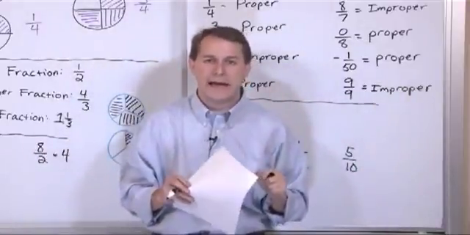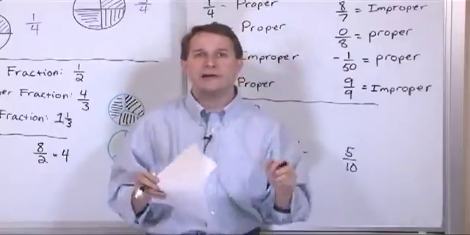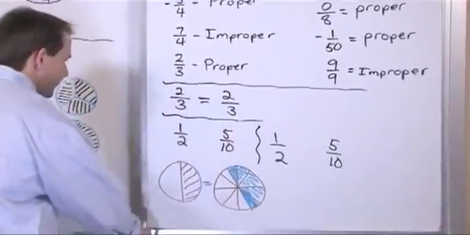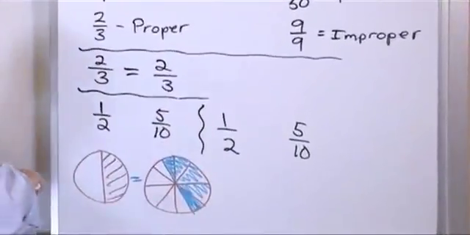I have to do it to the top and to the bottom at the same time. Then the fraction remains equivalent, basically the same thing. So let me just show you by example how to do this without drawing a picture, how to figure out if these two things are equal.